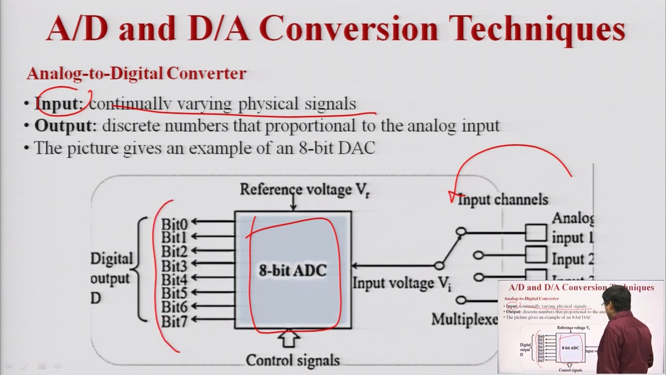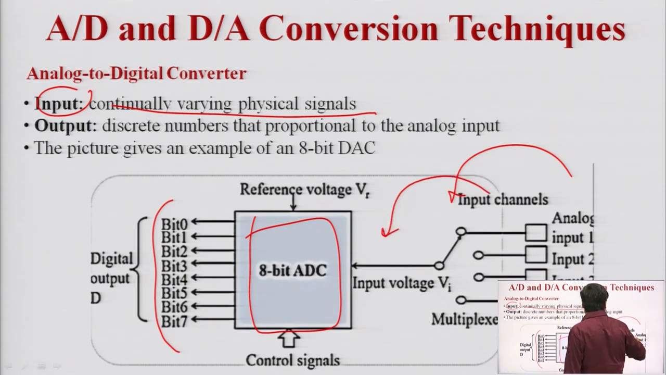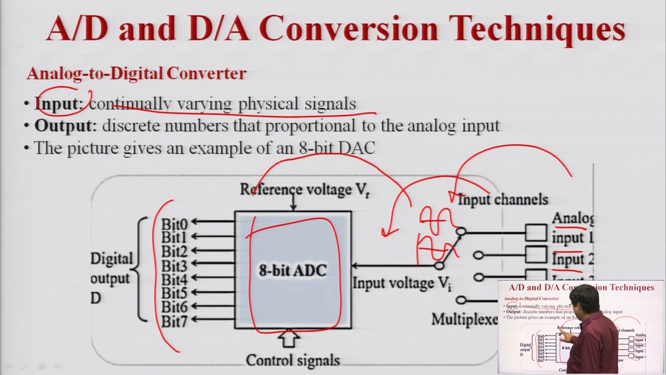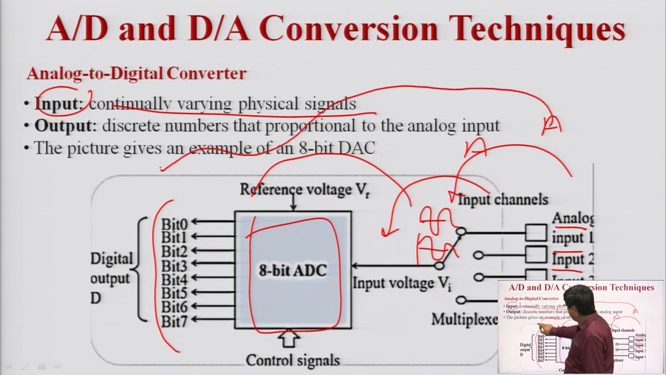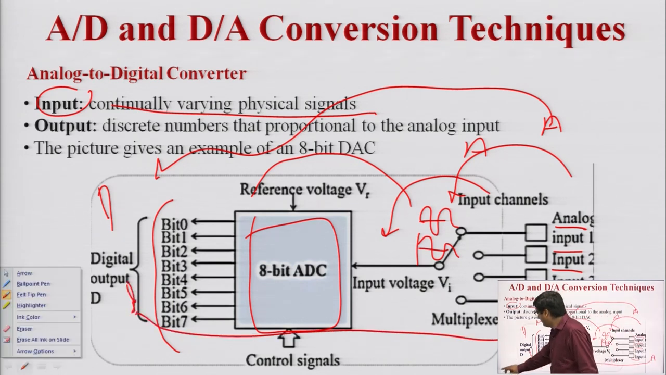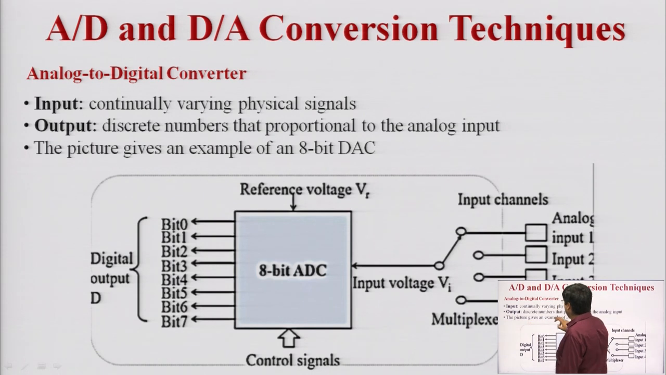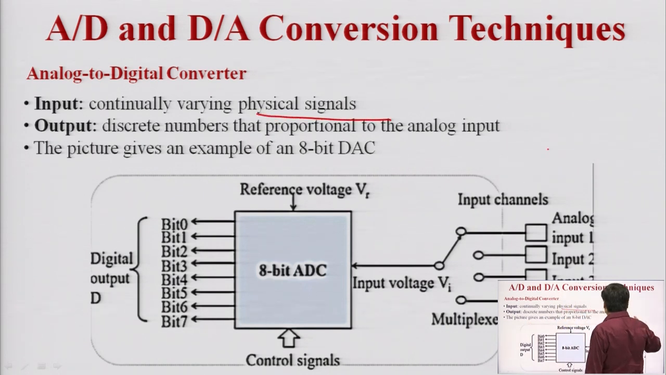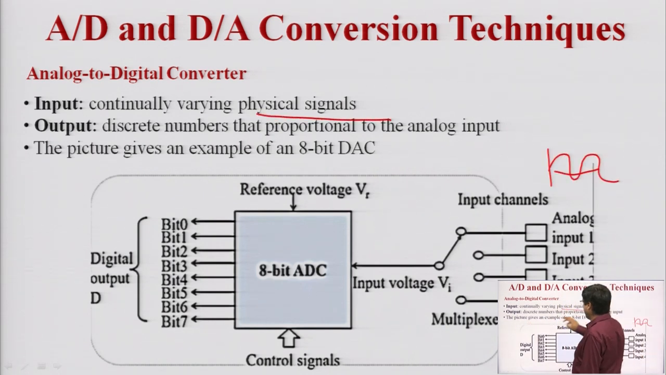Okay, so the input to the ADC is analog signals, continuously varying analog signals, that need to be multiplexed here. And this 8-bit ADC will convert these analog signals into digital signals. So here the conversion is from analog to digital. The input is a physical, continuously varying signal, and the output is a discrete number.